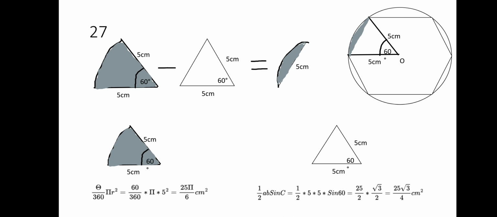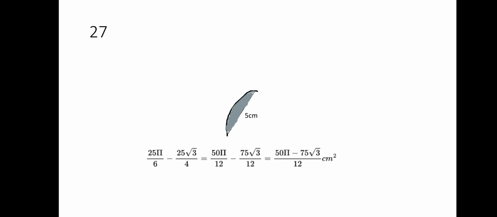So that gives you the area of the triangle, but now we need to work out the area of the grey shaded area. So the area is going to be 25 pi over 6 minus 25 root 3 over 4. We can convert both of these fractions so that 12 is the denominator. So 25 pi over 6 is the same as 50 pi over 12. And for the second fraction, 25 root 3 over 4 is the equivalent of 75 root 3 over 12.